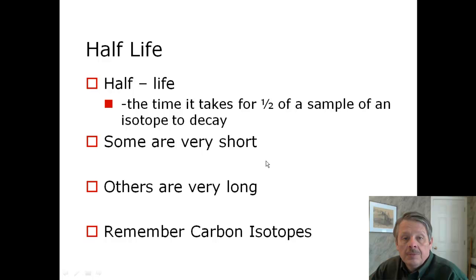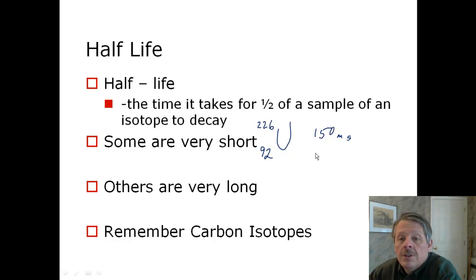Anyhow, half-life, the formal definition, is the time it takes for half of a sample of an isotope to decay. So some are very short, right? Some have short half-lives. For example, let's look at uranium. We have uranium, and uranium is number 92. This particular isotope is uranium-226. And this has a half-life of 150 milliseconds. All right, so it's a very, very short half-life. So in 0.15 seconds, half of it is gone.